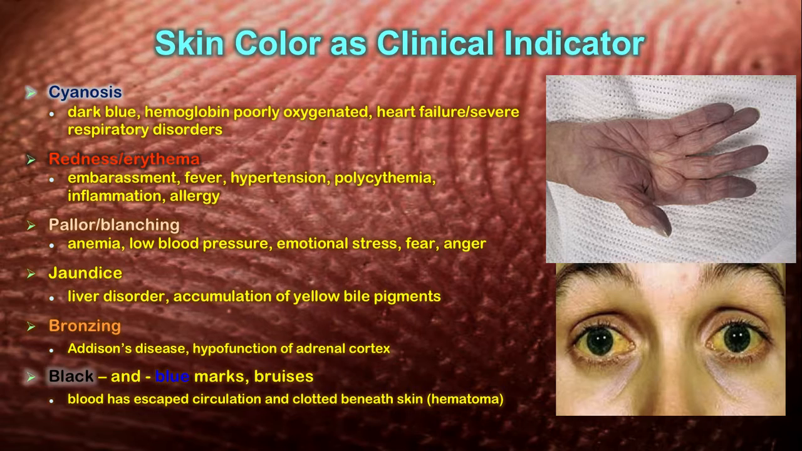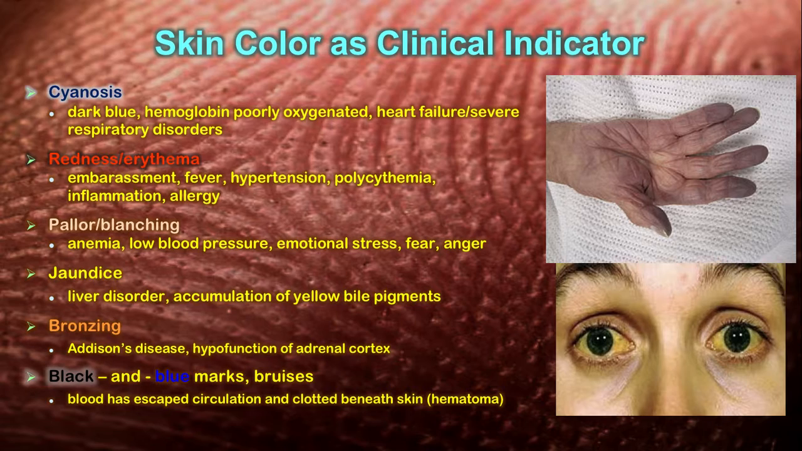Okay, jaundice. There's a picture over there of jaundice. It is a yellowing first of the skin, but then the whites of your eyes can also turn yellow. That's where it's going a little too far. It can be caused by liver disorders, which cause an accumulation of yellow bile pigments. We'll talk about bile later, but it has to do with your blood being broken down and getting rid of waste. Your liver is not functioning properly if you turn yellow.